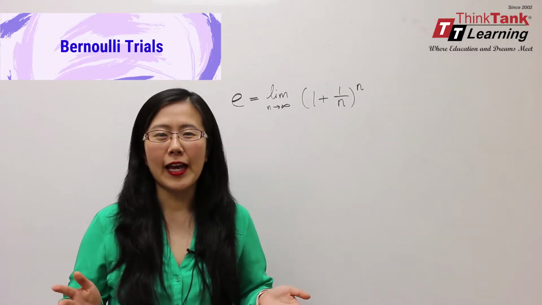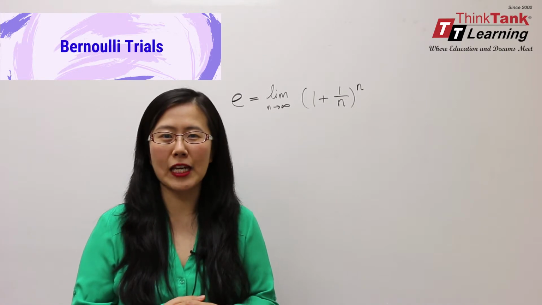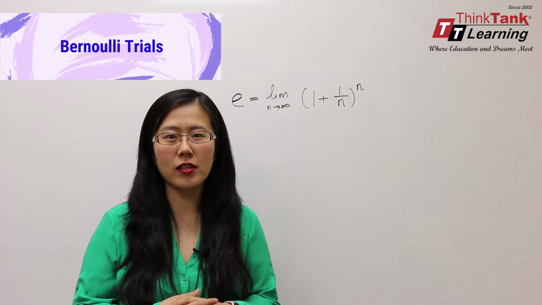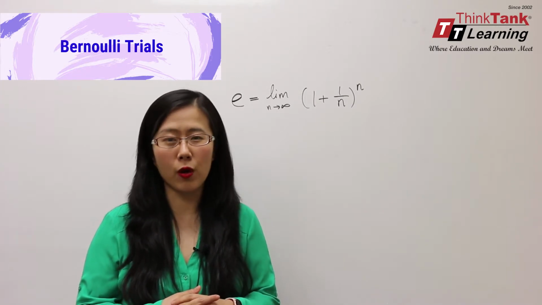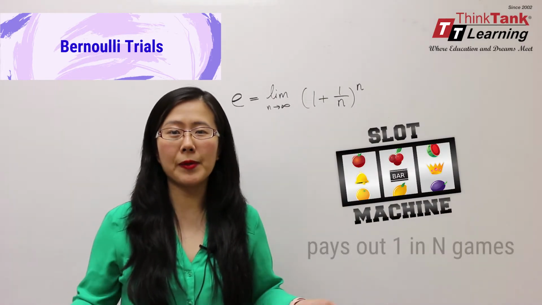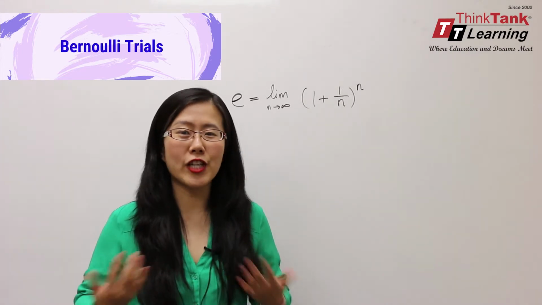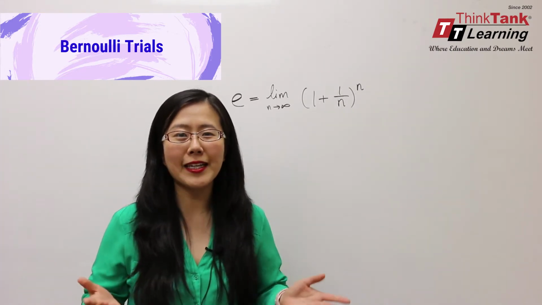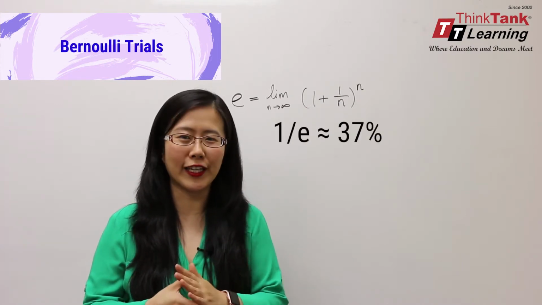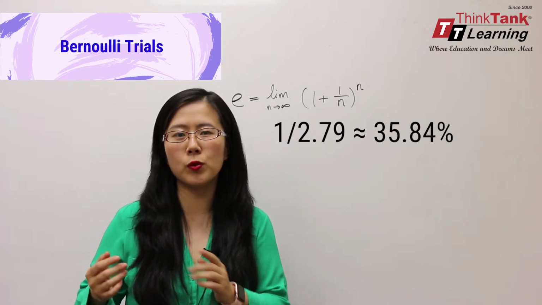This natural number e has many other applications. For example, it can be used in the Bernoulli trials. The number e itself also has application to probability theory, where it arises in a way not obviously related to exponential growth. Suppose that a gambler plays a slot machine that pays out with a probability of 1 in n and plays it n times. Then for large n, such as 1,000,000, the probability that the gambler will lose every bet is approximately 1/e. For n equals 20, it is already approximately 1/2.79.